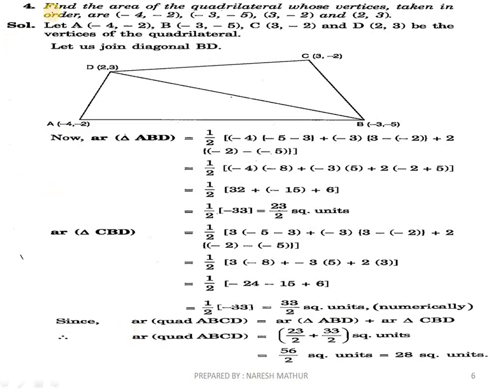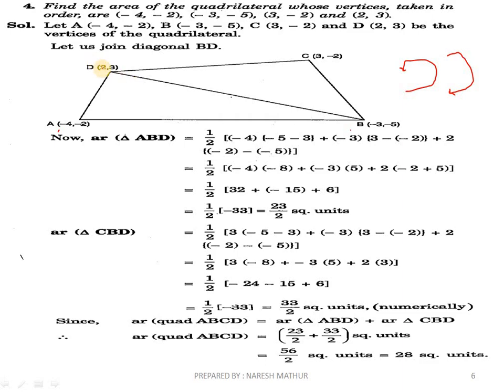Now the next question, find the area of the quadrilateral whose vertices taken in order are (-4, -2), (-3, -5), (3, -2) and (2, 3). Alright, so my first suggestion is always consider these points in a sequence. Either go for the clockwise or anti-clockwise, but don't take A, B and C or D like that.